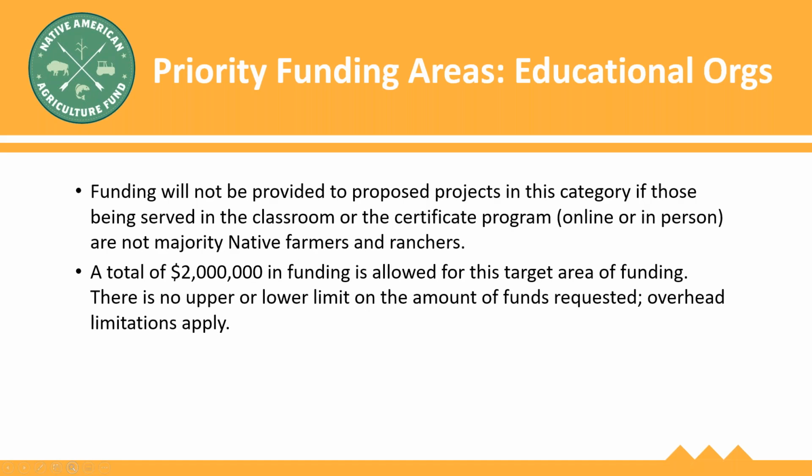Funding will not be provided to proposed projects in this category if those being served in the classroom or the certificate program, online or in person, are not majority Native farmers and ranchers. A total of $2 million in funding is allowed for this target area of funding. There's no upper or lower limit on the amount of funds requested. Overhead limitations apply. Next.